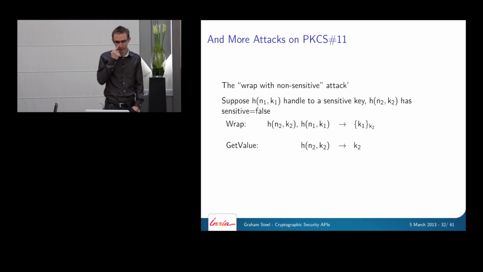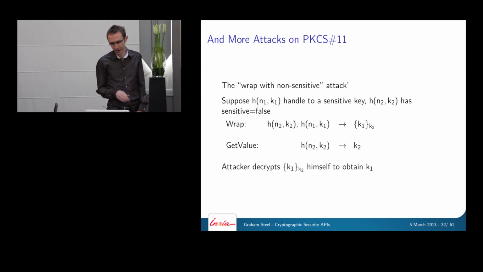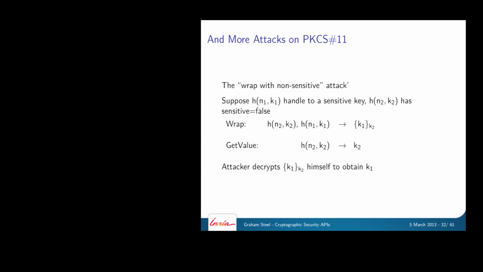And there are even more attacks. So another one is the wrap with non-sensitive attack, as we call it. So suppose I have a handle to a sensitive key, and I have some non-sensitive key K2. And then I'm going to ask to have my sensitive key wrapped with a non-sensitive key. Okay, well that's a really bad thing, obviously, because I can just ask for the value of the wrapping key K2, and now I can do my own decryption offline. I can decrypt K1 under K2 and get hold of K1. And again, this is one of these things that we show and people say, but no real device will do that. In fact, lots of real devices do this. Okay, they sort of allow you to declassify your keys in this way.